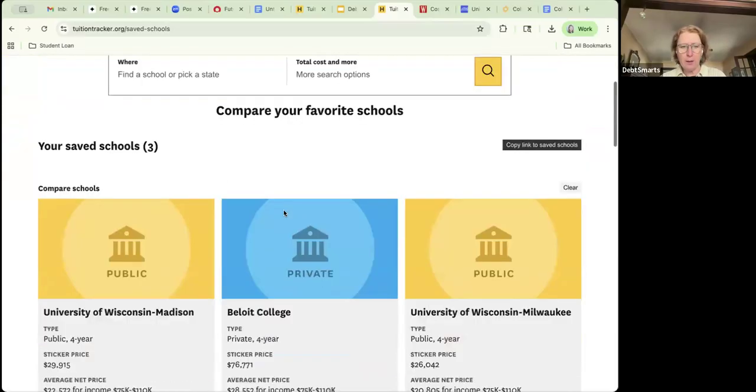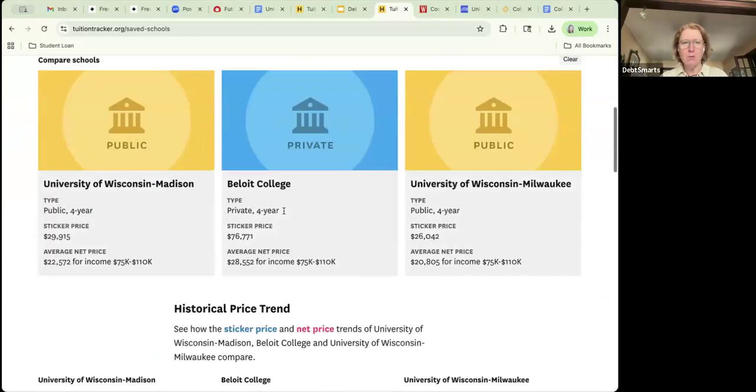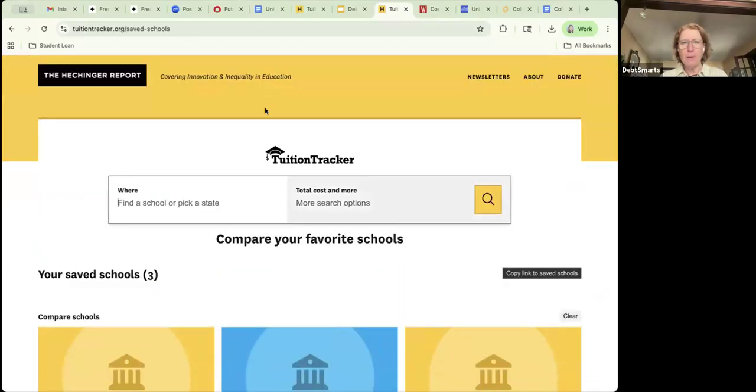Let me see where I put that link. All right, maybe that's to bring up a new window. That's probably to bring up a new window.